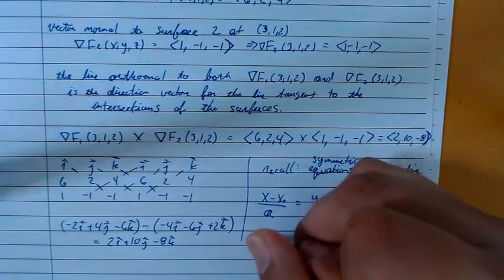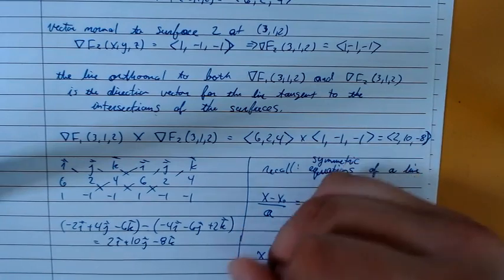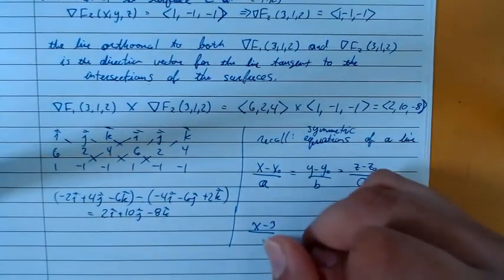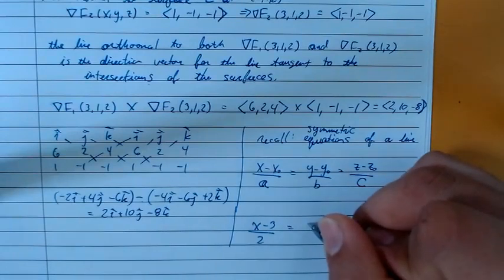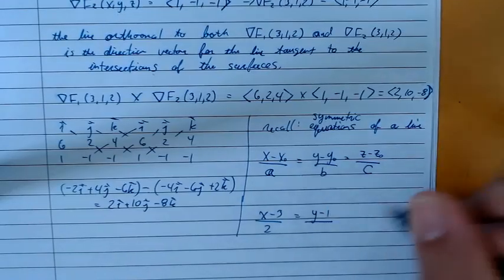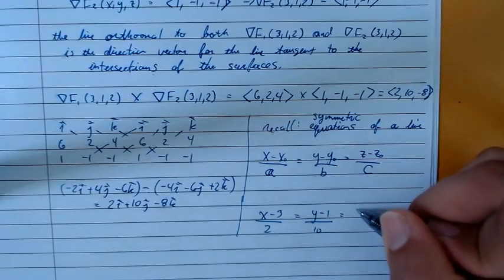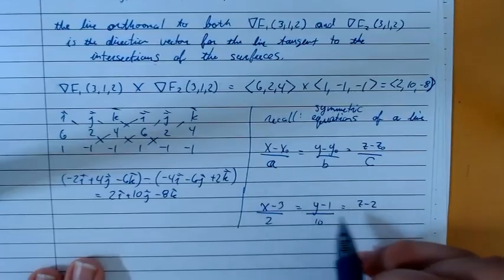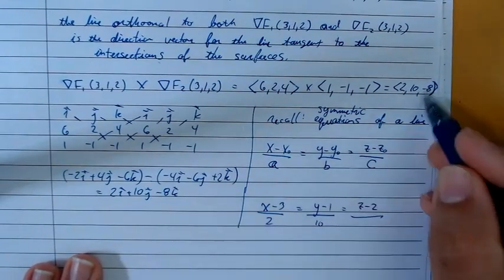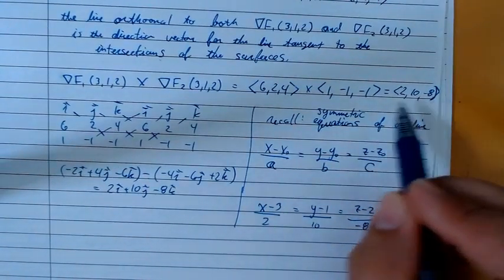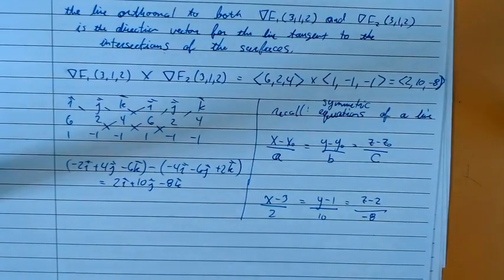So we have what we need. Here this will give us x minus 3, since our x value is 3, over 2, equals y minus 1, since that second component is 1, over 10, and that's equal to z minus 2, because that's our third component, over negative 8. The point is (3, 1, 2) and the direction is (2, 10, -8).